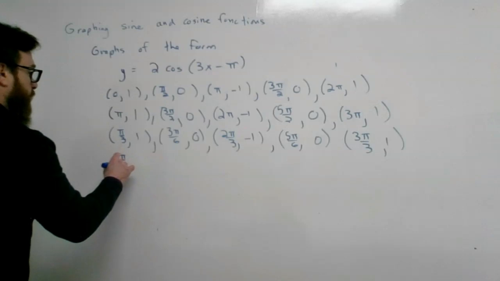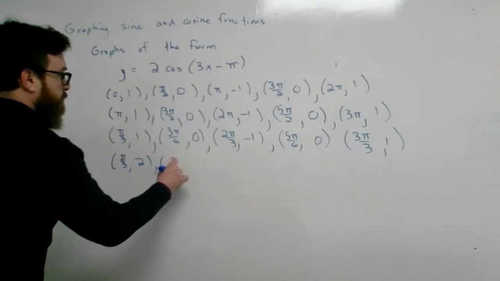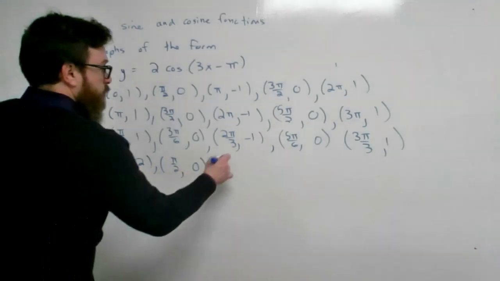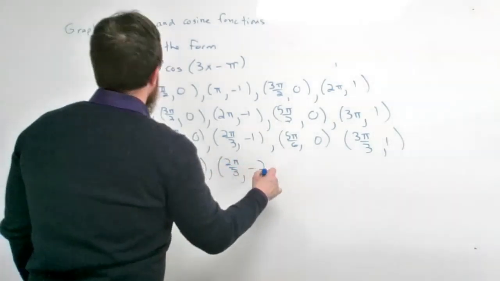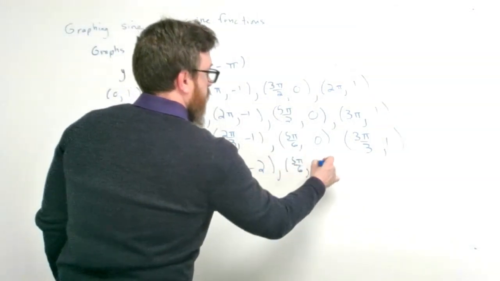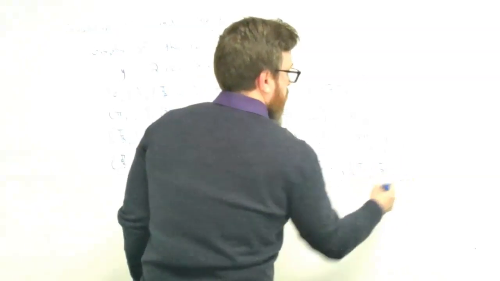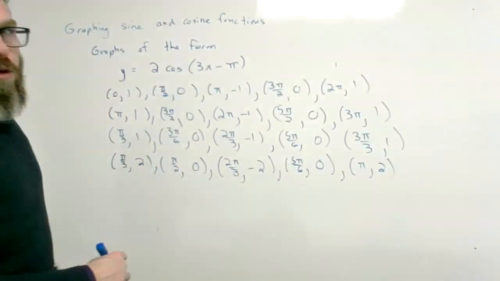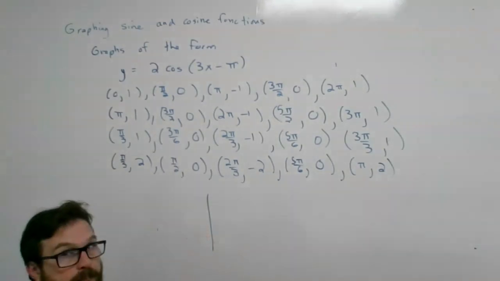So this is going to be pi over 3, multiply the y value by 2. This will simplify to pi over 2, multiply the y value by 2. This is 2 pi over 3, multiply the y value by 2. 5 pi over 6, y value by 2. And this simplifies to pi, multiply the y value by 2. Which means we are going to get this curve.